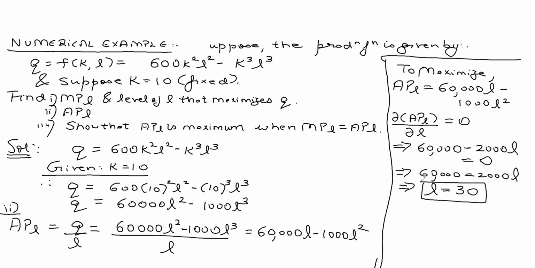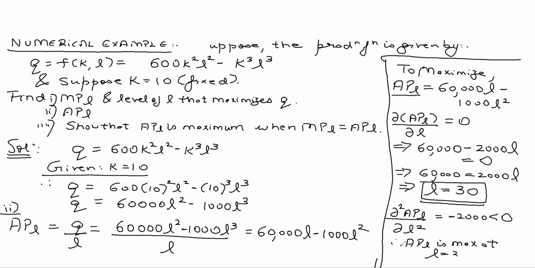So APL is maximum when L is equal to 30. If you want to look at the sign of the double derivative, you can see that del square APL by del L square, the double derivative, is minus 2000, which is negative. Therefore, APL is maximum at L equal to 30.